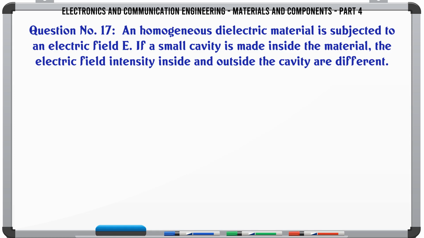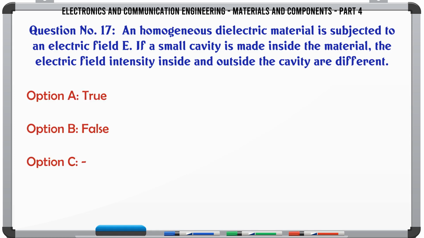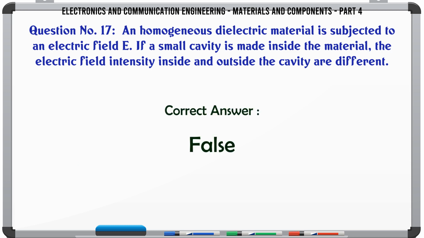A homogeneous dielectric material is subjected to an electric field E. If a small cavity is made inside the material, the electric field intensity inside and outside the cavity are different. A. True. B. False. The correct answer is false.